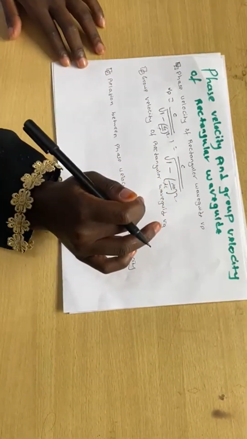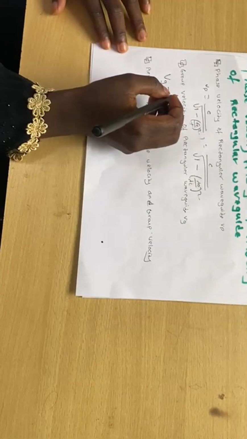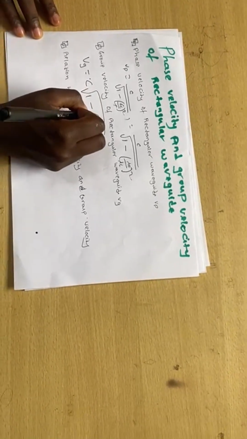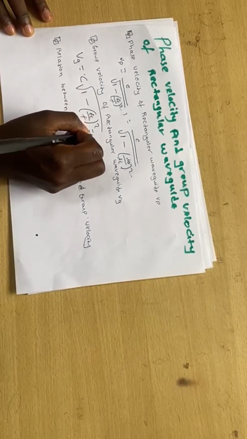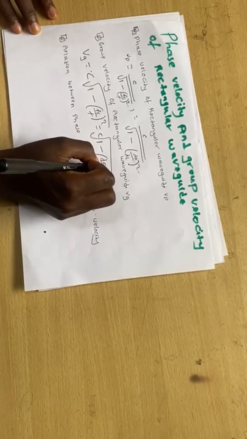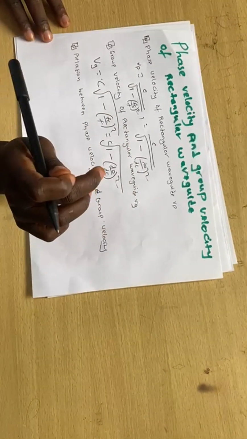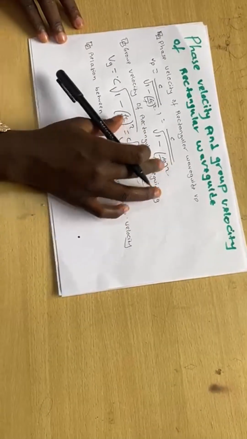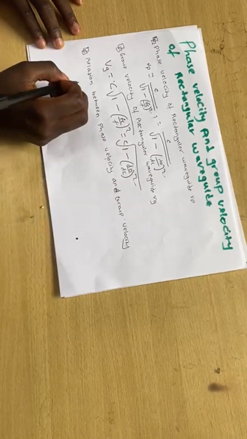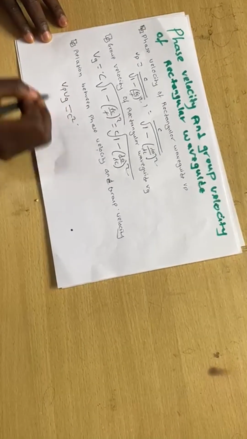Now from here we can go to group velocity. Group velocity Vg is equal to C times square root of 1 minus (Fc by F) squared, which should be equal to C times square root of 1 minus (lambda naught by lambda C) all squared. So now we have gotten the phase velocity and the group velocity. We can combine these two equations to get the relation between the phase velocity and the group velocity. And when this is done, we are going to have Vp Vg equal to C squared.